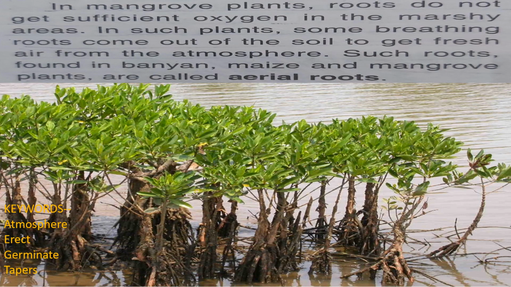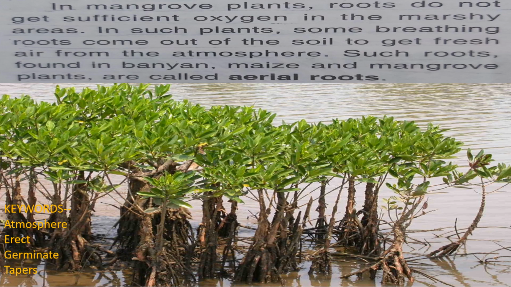Have you understood the special function of root in banyan and maize? Now we learn about the mangrove plants. Here the roots do not get sufficient oxygen in the marshy areas. In such plants, some breathing roots come out of the soil to get fresh air from the atmosphere. And children, such roots are found in number one banyan tree, number two maize plants, and number three mangrove plants. Such types of roots are called aerial roots. So edible roots and aerial roots are different.